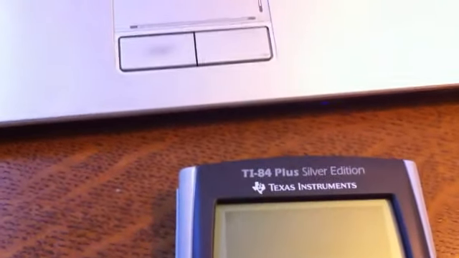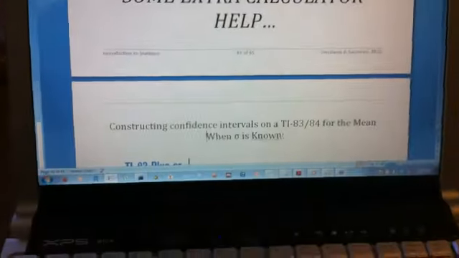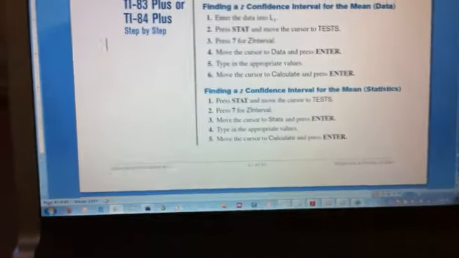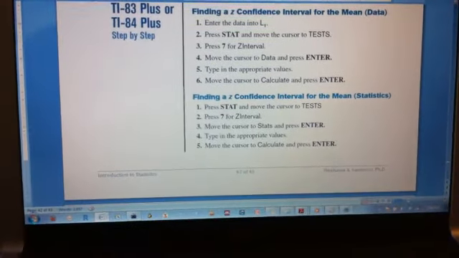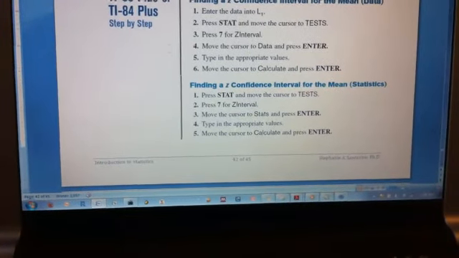So we are going to learn to use our calculator for constructing a confidence interval when we know sigma, so we know our population standard deviation. And we're going to look at how to do this with our calculator. So we went through an example with the t interval, and specifically when we had data. So we went through, we entered it into L1.